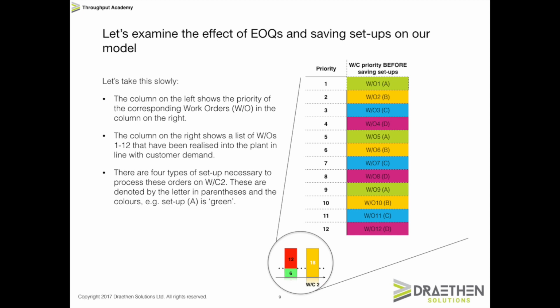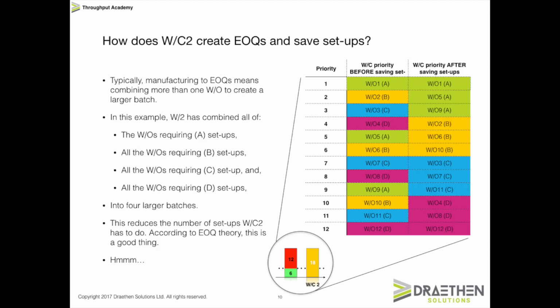But what effect does this have on the sequence of customer orders and the way in which they get processed? Well, let's have a look. On this slide I've added another column that shows the work order sequence after the operator has tried to group together work orders requiring the same setup. So on the right hand side now you can see that work orders 1, 5 and 9 are going to be processed first as one batch, then work orders 2, 6 and 10, and then work orders 3, 7 and 11, and 4, 8 and 12. This will minimize the number of setups.